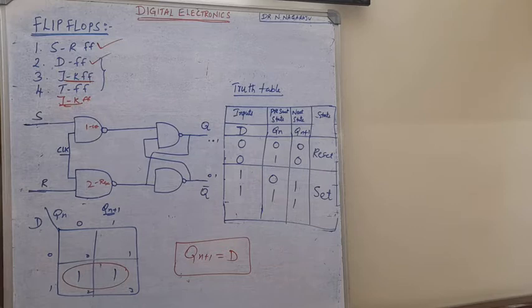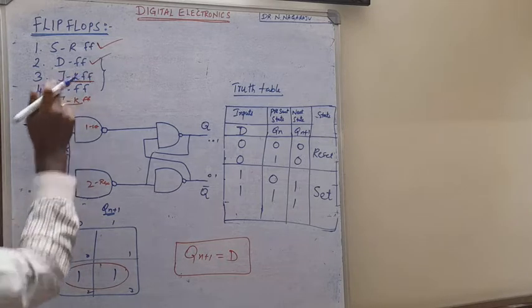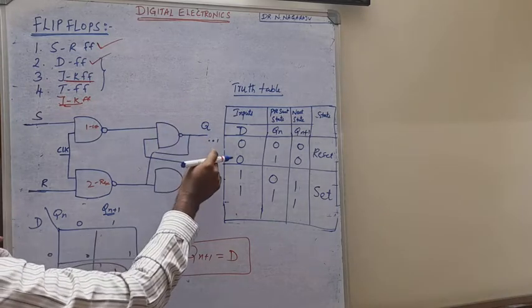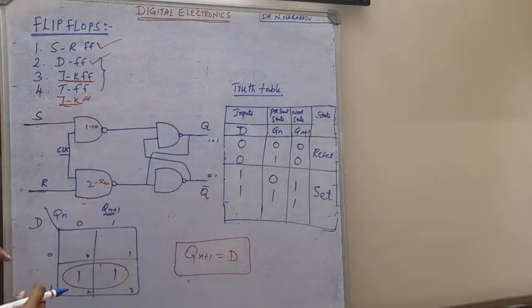So in order to avoid the drawback of SR flip flop, that is, in order to avoid that invalid state or intermediate state, we are going for JK flip flop by modifying the feedback to the given inputs. Okay, so this is the concept actually.